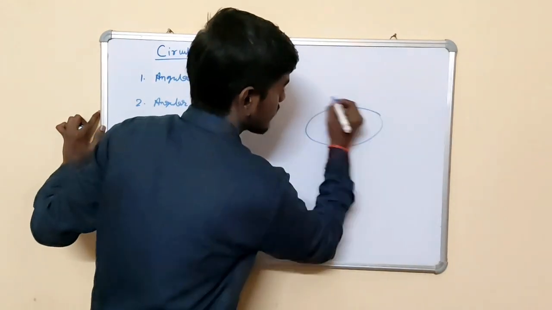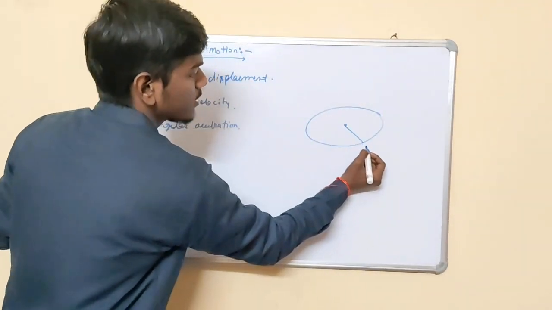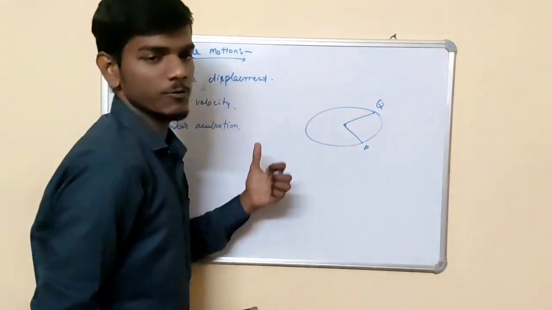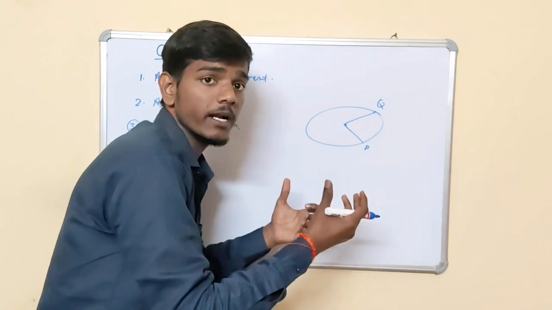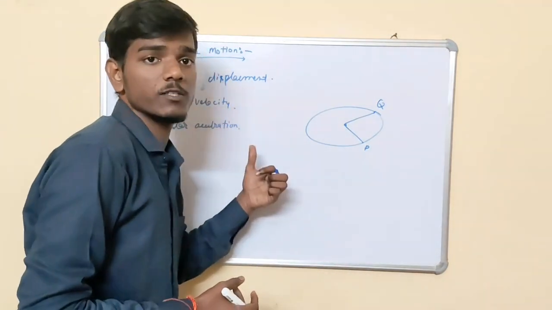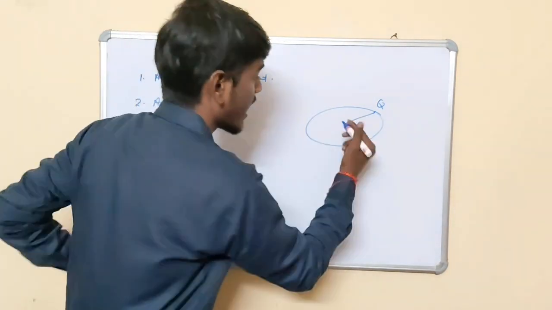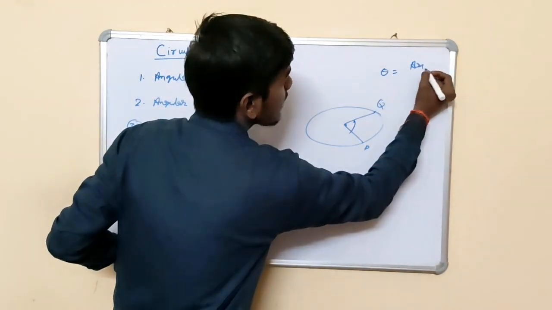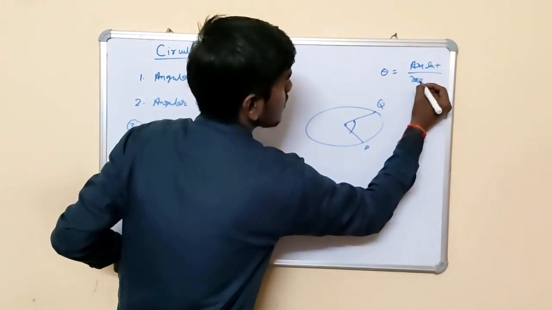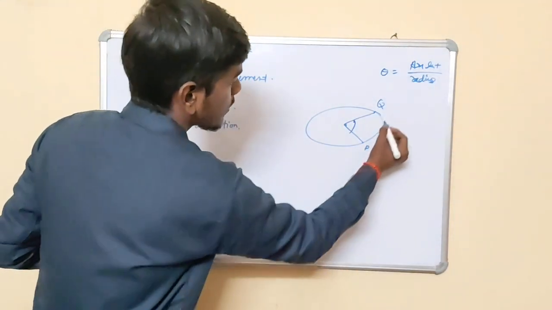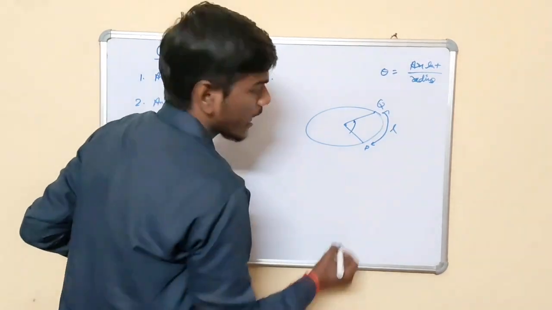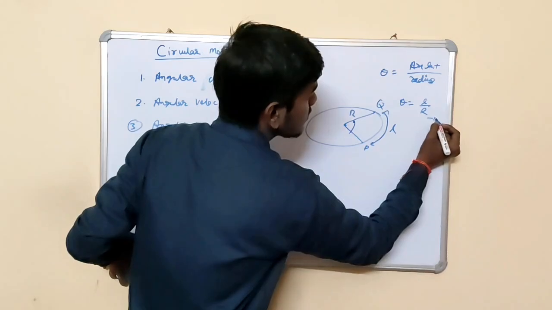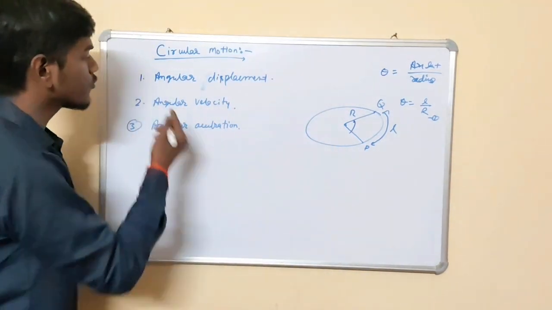So let's start with angular displacement. Suppose the particle is rotating like this, and it is initially at point P, and after some time it is at point Q. So what is angular displacement? Displacement that is angular means the change in its angle. We know that angle equals arc length upon the radius. Suppose this arc length is L and the radius of the path is R. So here theta will be L by R. This is angular displacement.